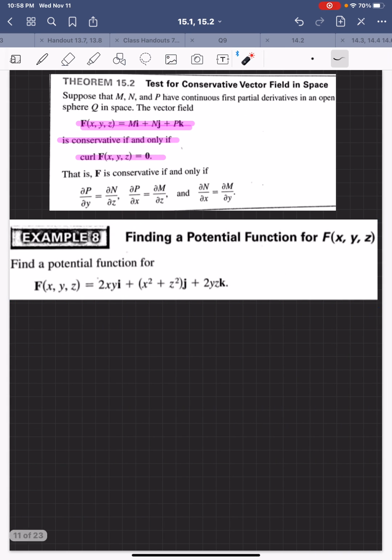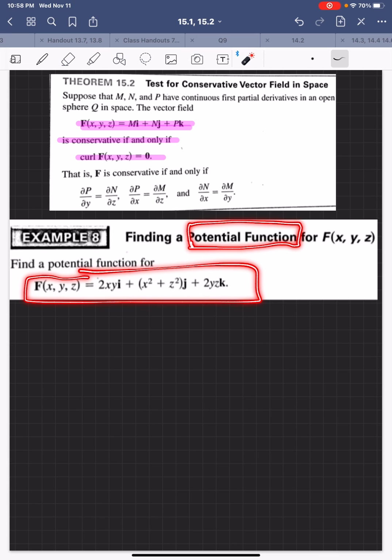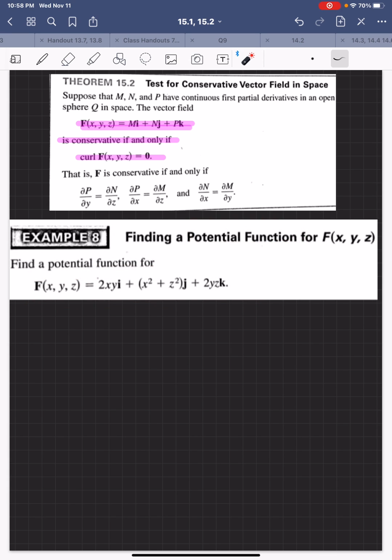So you notice for example 8, that is the exact same vector field, only now our goal is to find the potential function of that. Well, wait a minute. How is it that we want to find the potential function when we haven't even determined that it is conservative? So the way the test for conservative vector fields works in space is all based upon the value of the curl.